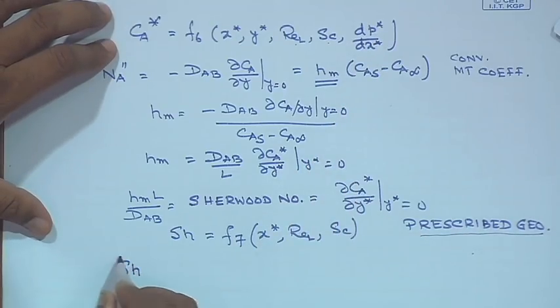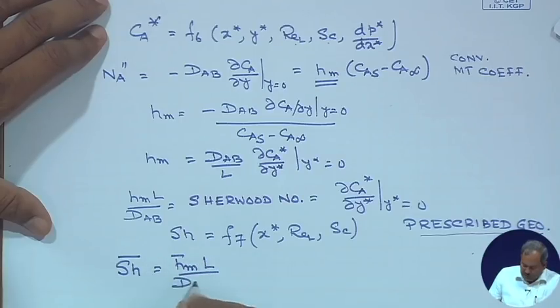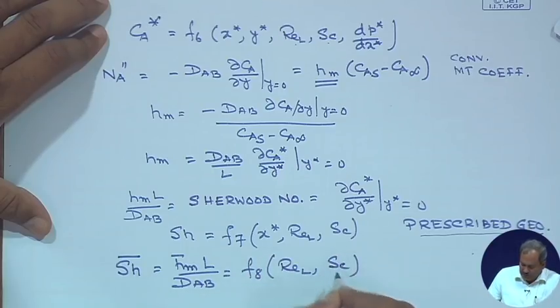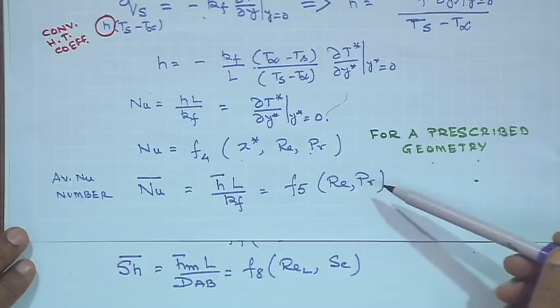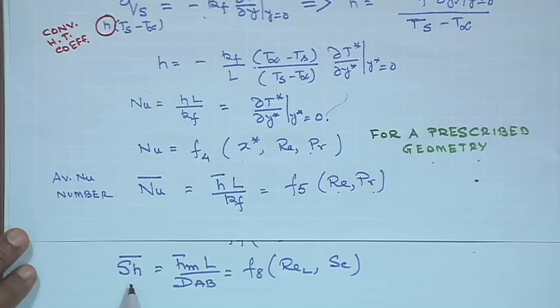The length average value of Sherwood number, which I call Sh bar, which is the length average value of the convective mass transfer coefficient times L by DAB, would be a function of Reynolds number and Schmidt number. If you compare these two expressions, the average value of the Nusselt number, hL by kf, is a function of Reynolds and Prandtl number. Using the same logic, we obtained that the average value of the Sherwood number, in functional form, should only contain Reynolds and Schmidt number.